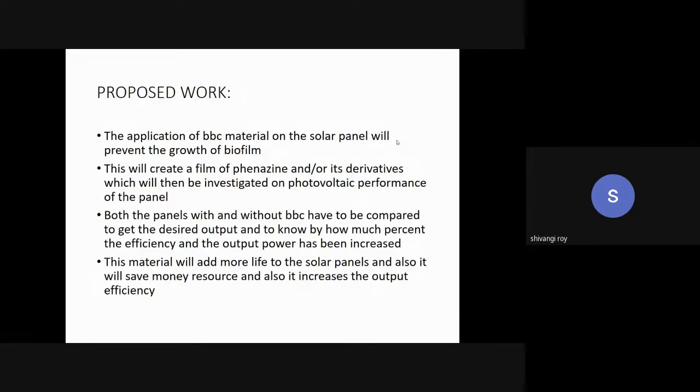Okay, sir. In this project, we are basically focusing on increasing the efficiency of rooftop solar panels. The efficiency of rooftop solar panels decreases due to aging and other factors. We are planning on using a BBC material that is patented by NERI. This material will create a film of phenazine and/or its derivative, which will then be investigated for the photovoltaic performance of the panels. Both the panels with and without BBC material will be compared and their efficiency will be calculated.